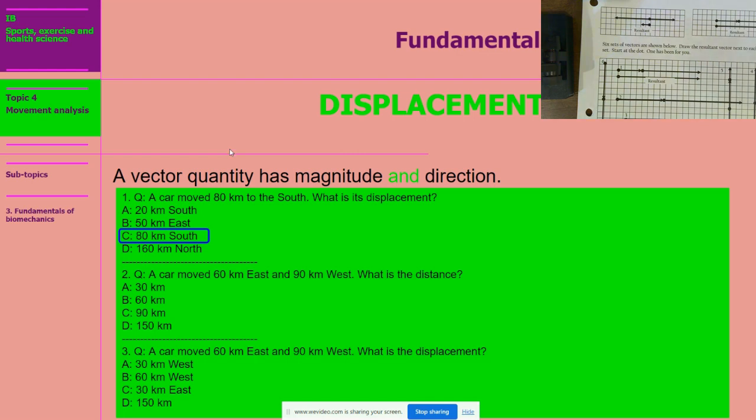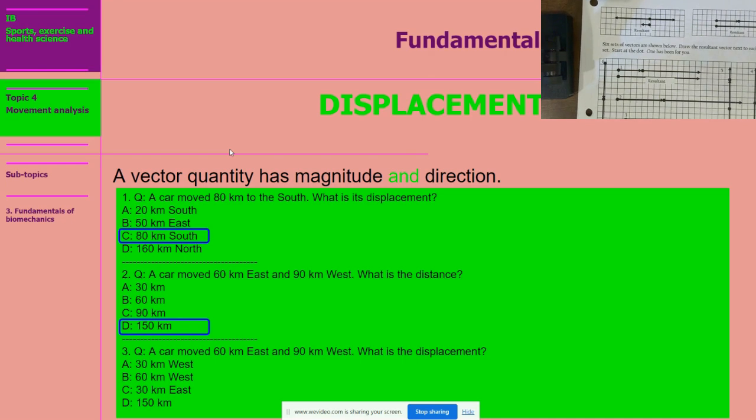Question two, a car moves 60 kilometers east and 90 kilometers west. What's its distance? Remember, distance is the total distance covered, okay? So you'd go 60 kilometers, you turn around, you go 90 kilometers, you add those together and you get 150 kilometers.